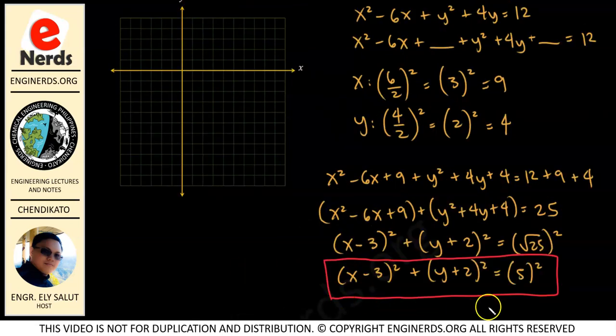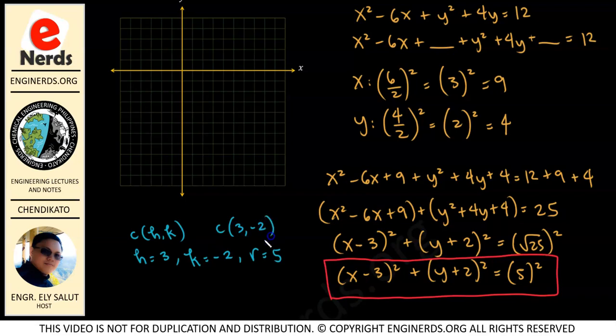So, base dito sa ating standard form, we can now get the coordinate of our center, no? Our center is at (h, k). Okay, so what is the value of our h? This is already negative, so we have 3. What is the value of our k? This is positive, so that means we have negative 2 here. And our radius is equal to 5. Okay, so that means in here, our center is at (3, -2).